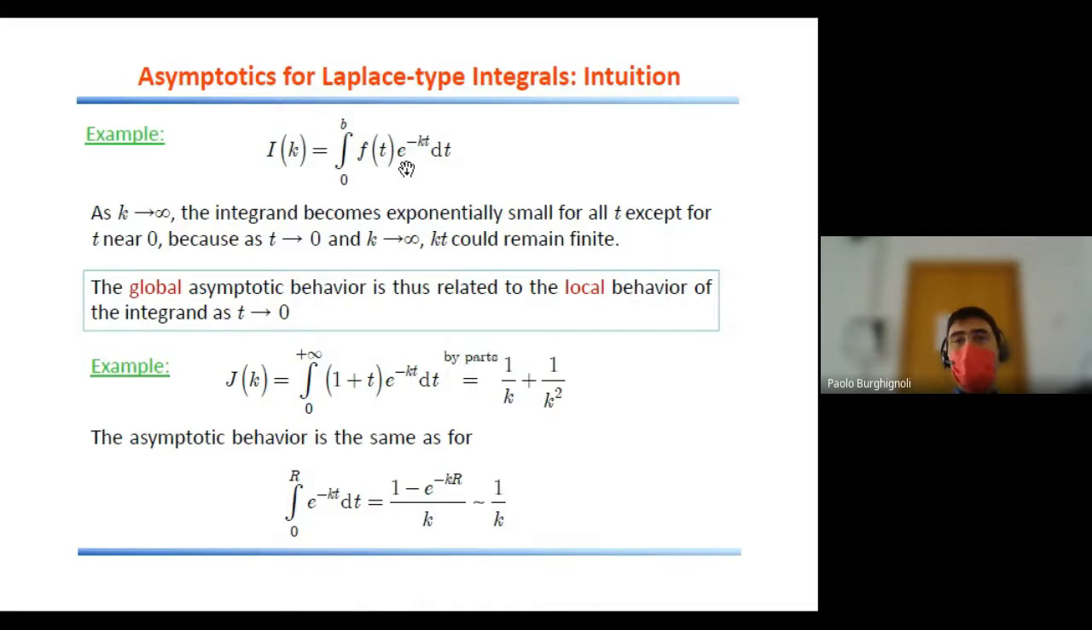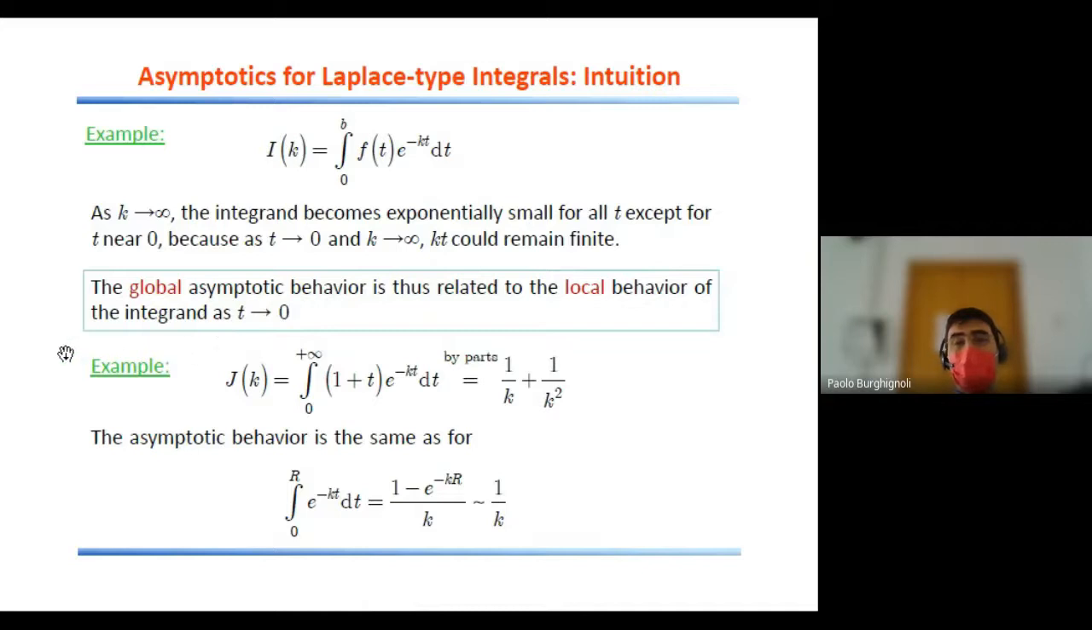So in the neighborhood of the origin, we may expect that even though k tends to infinity, if we let t tend to 0, the product of k and t could remain finite. So we would expect, and this is the key observation for the evaluation of Laplace type integrals, that the global asymptotic behavior of this kind of integral, so its behavior for large values of the parameter k, is related only to the local behavior of the integrand in the neighborhood of the origin. So we may discard everything of the integrand and consider only a neighborhood of the origin.